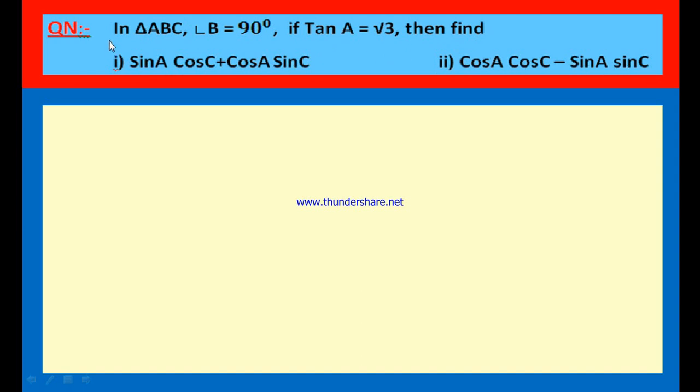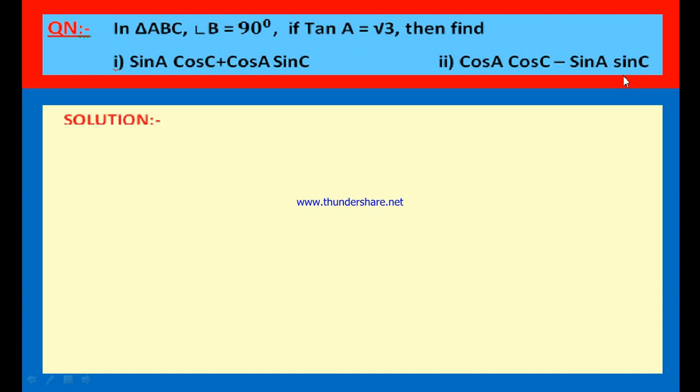I shall repeat. In triangle ABC, angle B is equal to 90 degrees. If tan A is equal to root 3, then find the values of sin A cos C plus cos A sin C, and cos A cos C minus sin A sin C.